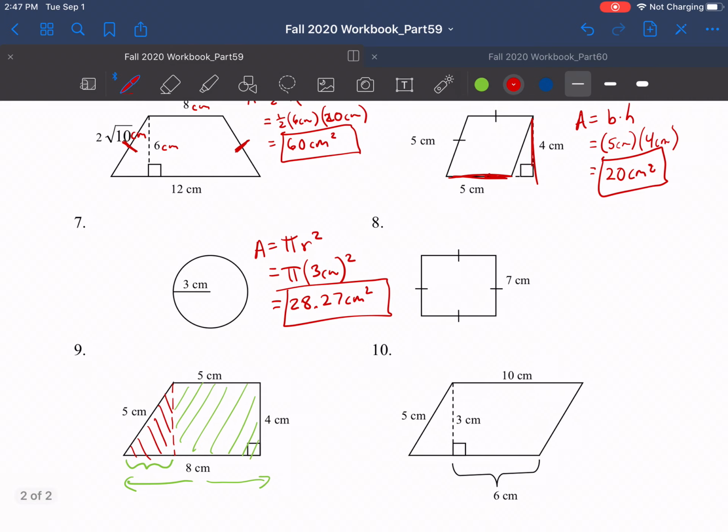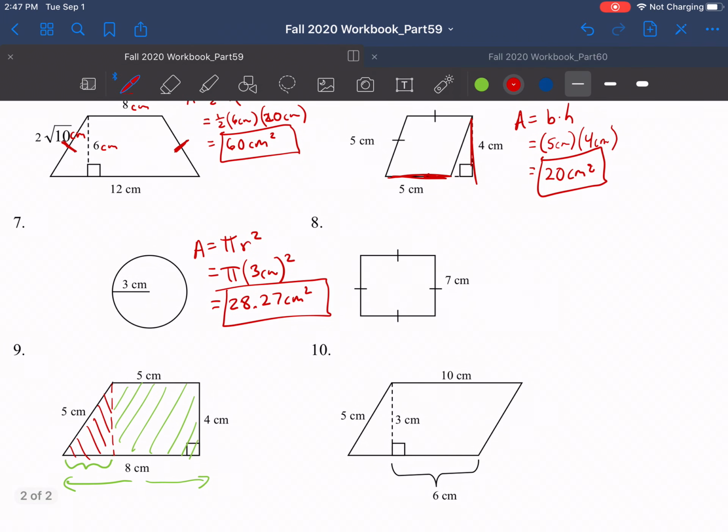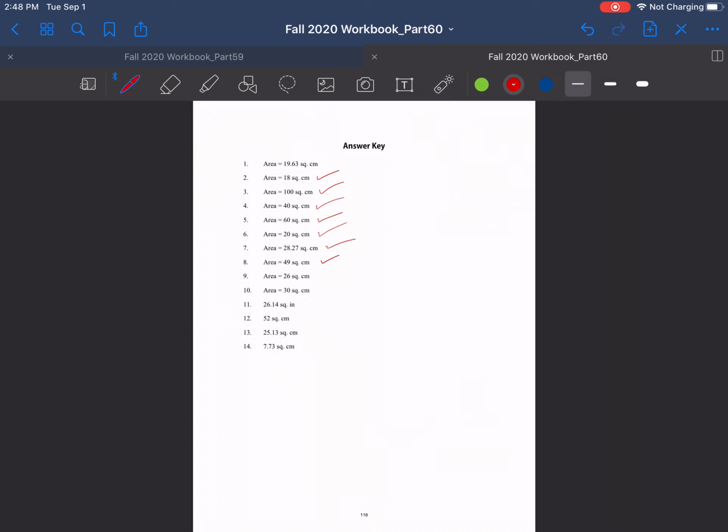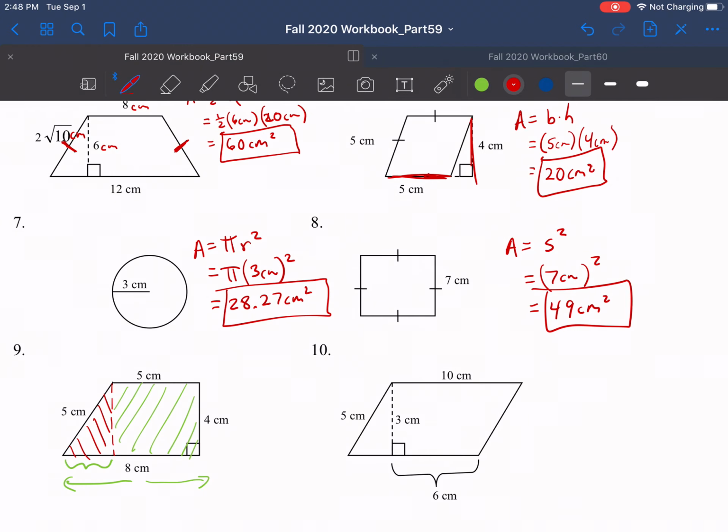Next one, even though it doesn't quite look like it on my screen at least, is another square. And so the area of a square is simply the length of the side squared. And so that's going to be 7 centimeters squared. It's just like a rectangle. It's 7 times 7. And that's going to give us 49 centimeters squared, which, if we check for number 8, is 49 square centimeters, which is the same thing as centimeters squared.